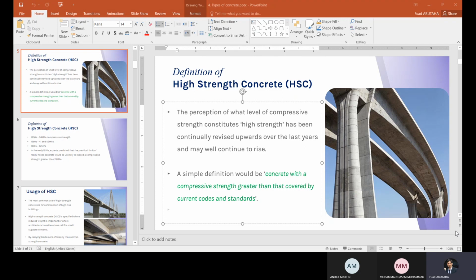The concrete is dry, stiff, harsh, difficult to transport, difficult to mix, difficult to handle, difficult to compact. So how do we solve this problem? How do we improve the workability without increasing the water in the concrete?